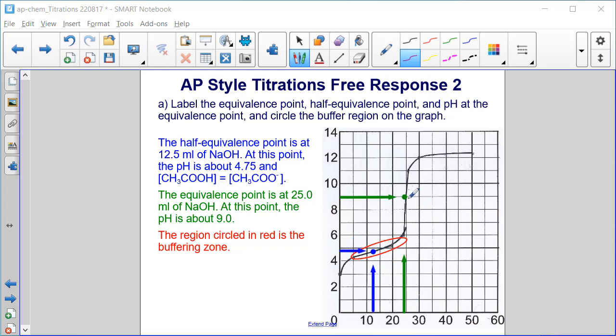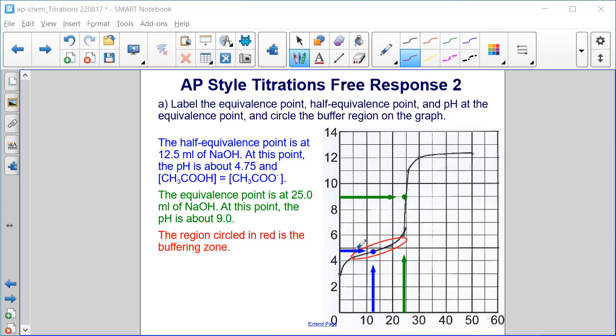In green, here's the equivalence point and the pH at that point. And in red is the buffering zone. So the half equivalence point is at 12.5 milliliters of NaOH. At this point, the pH is about equal to the pKa, 4.75, and the concentration of acetate and acetic acid are equal. The equivalence point at 25 milliliters is at a pH of about 9, and that's when all of the acid is neutralized by the base.